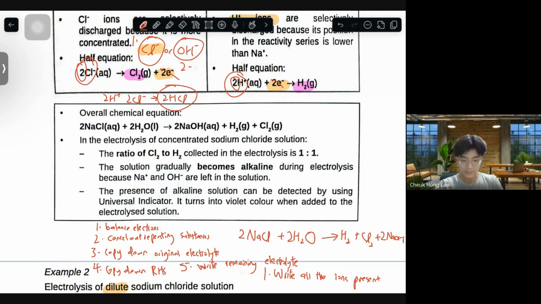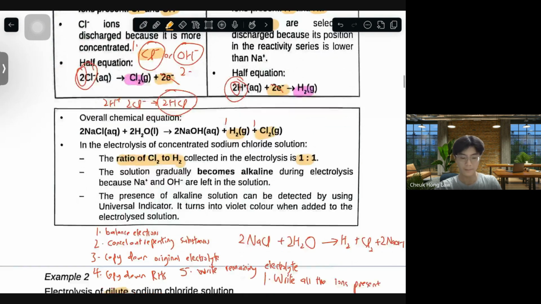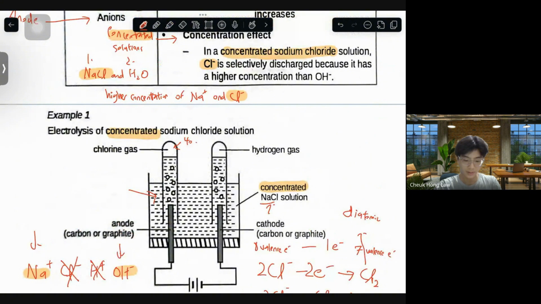Okay, now what can we tell from this? The ratio of your gaseous products. So your gaseous products are hydrogen and chlorine, right? The mole ratio is 1:1. So we know that the ratio of those is 1:1. Okay? That means if here I collect about 40 dm³ of chlorine gas, here will be about the same. The only difference will be because chlorine is soluble in water, so some of the gas will dissolve.